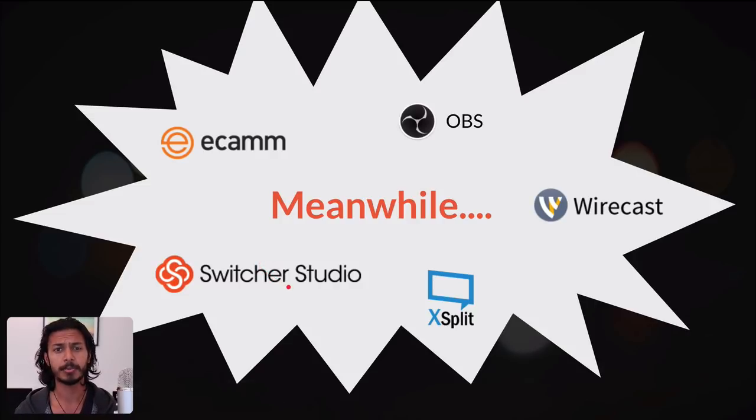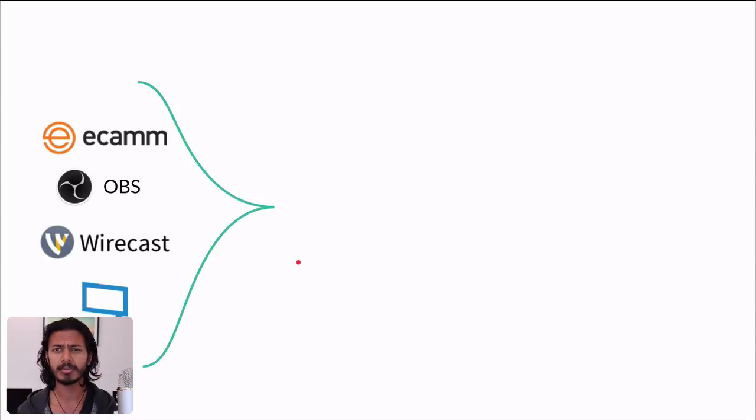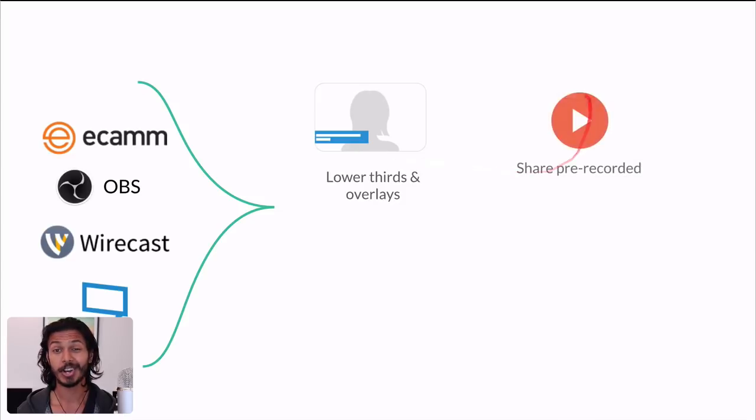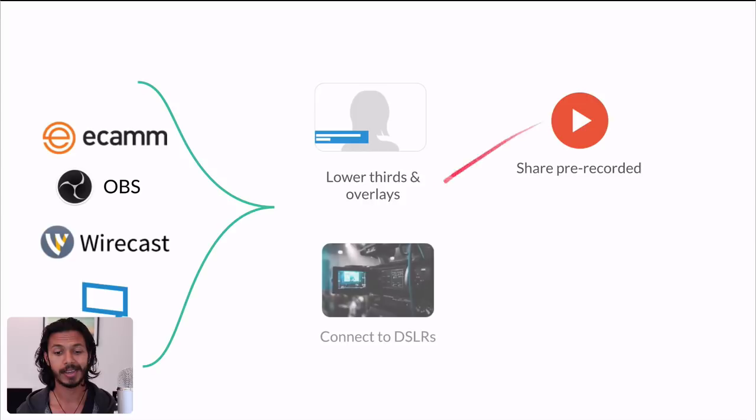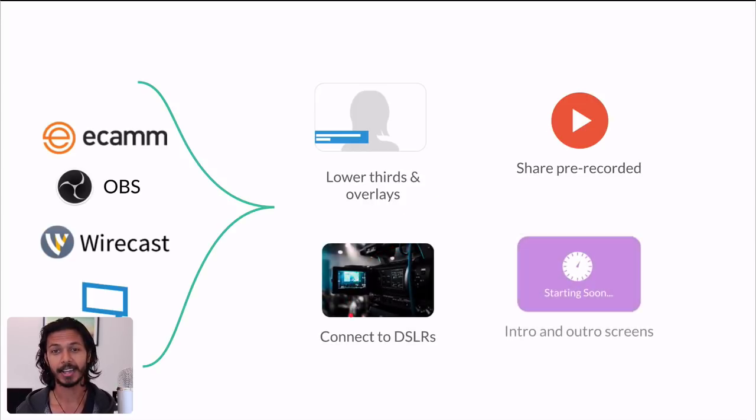You might have already used some of these, and while looking at them, we noticed that they allow you to do some pretty cool things. For example, you can add lower thirds and overlays. You can share pre-recorded content at any time during your event. You can connect them to your professional DSLR cameras. You can add intro and outro screens.